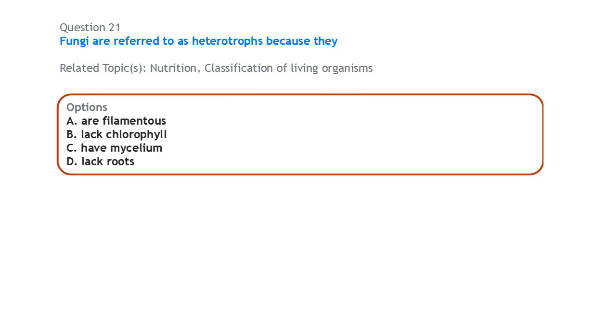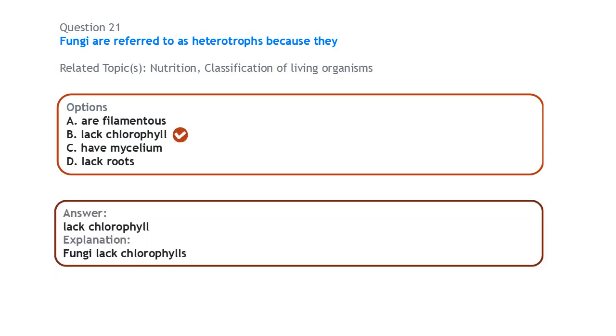Next, on nutrition, fungi are referred to as heterotrophs because they lack chlorophyll. Chlorophyll is what is required in plants, or in autotrophs, to manufacture food. But the fungi do not have chlorophyll, and so they are not able to manufacture their foods.